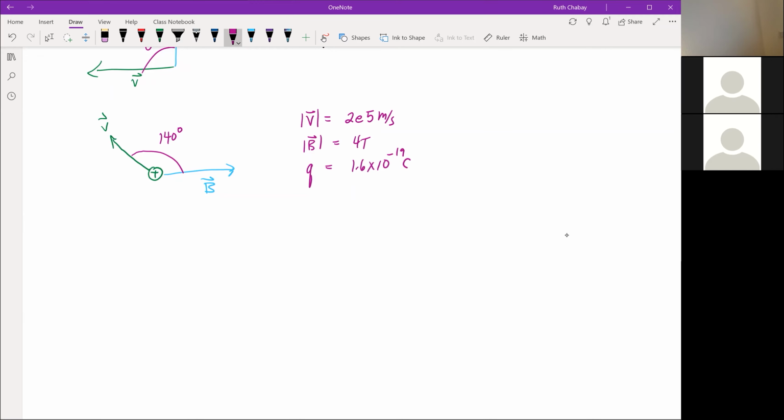Then the magnetic force, F, is equal to 1.6 × 10⁻19 coulombs times 2 × 10⁵ meters per second times 4 Tesla times the sine of 140 degrees, and we get 8.2 × 10⁻13 newtons.